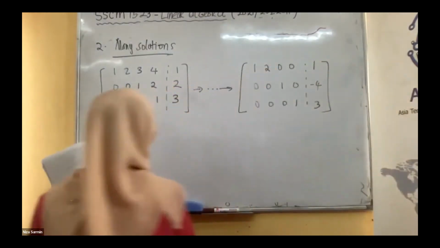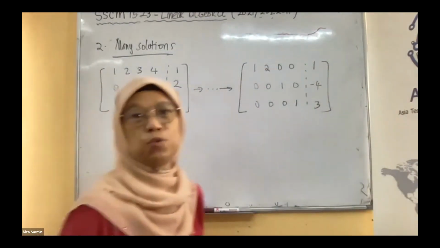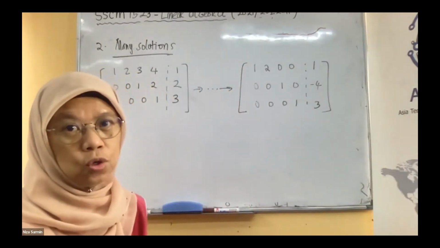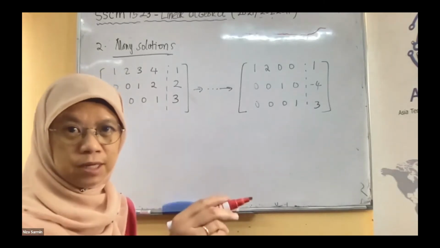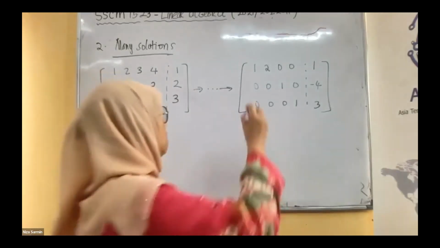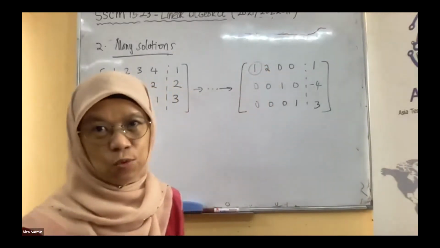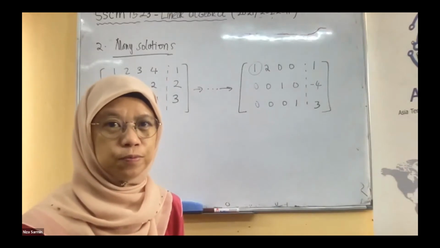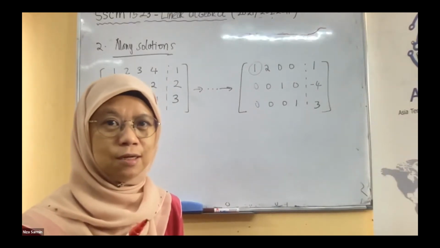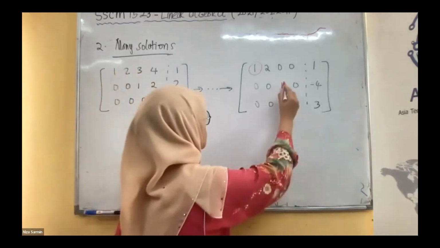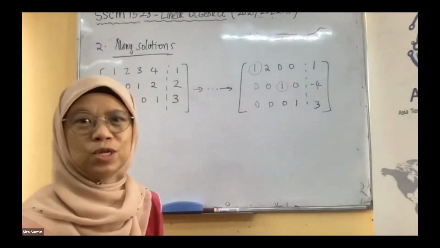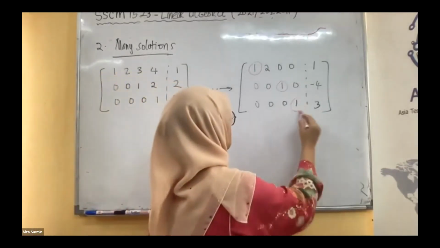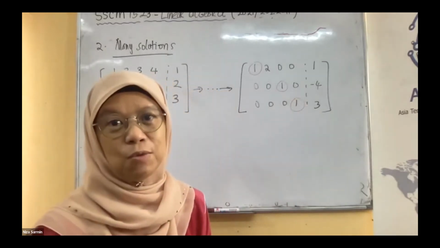Okay, so we want to see which one is free. Go to the first row and see the first number that you see. It has to be 1. That's the leading one for the first row. Okay, go to the second row and circle the first leading one. Go to the third row, circle the leading one. Then you determine which column.